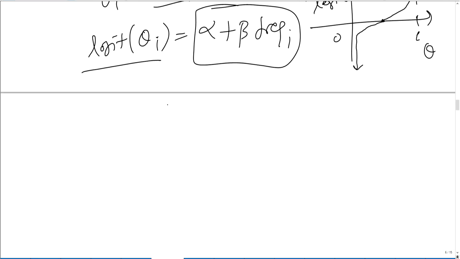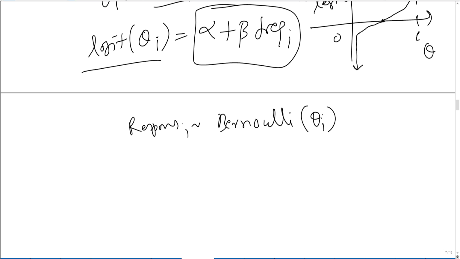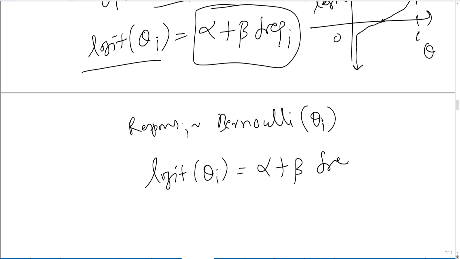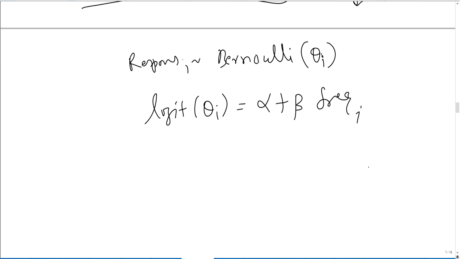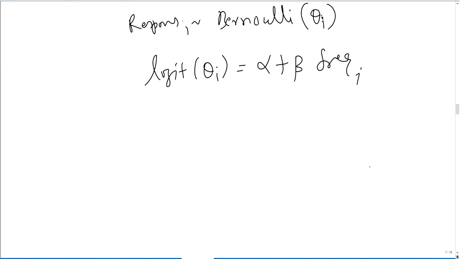So how do we write logistic regression finally? The response in the ith trial comes from, let's say, a Bernoulli distribution with underlying probability of success theta i, or probability of correct response theta i, where logit of theta i equals alpha plus beta into frequency i. This is how you can write a logistic regression. So let us see this in R.